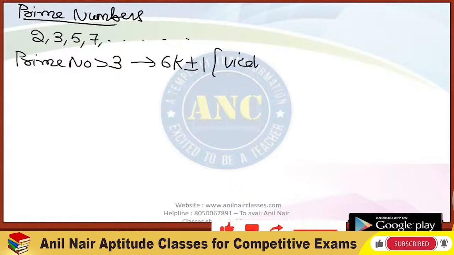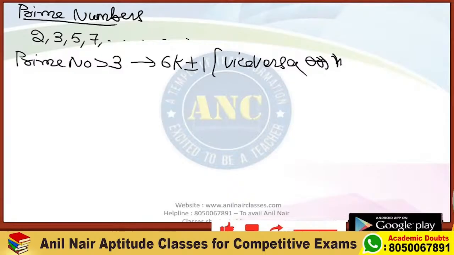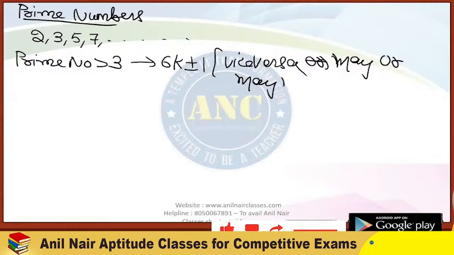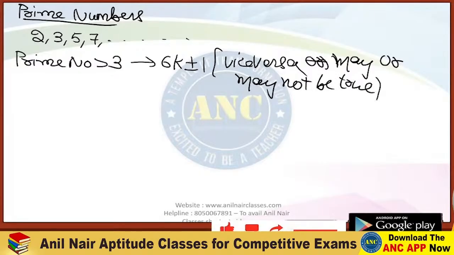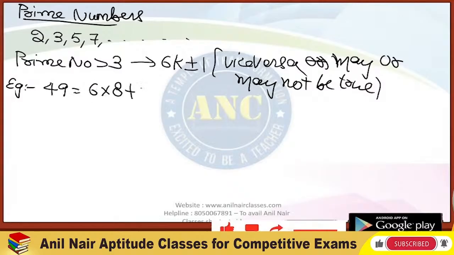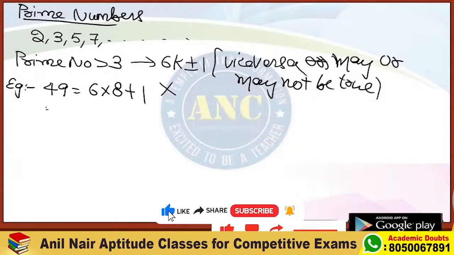Vice versa, the reverse case: all the natural numbers which are of the form 6k plus or minus 1 may or may not be prime. For example, 49. 49 is 6 into 8 plus 1, but 49 is the square of 7, so it is a composite number.